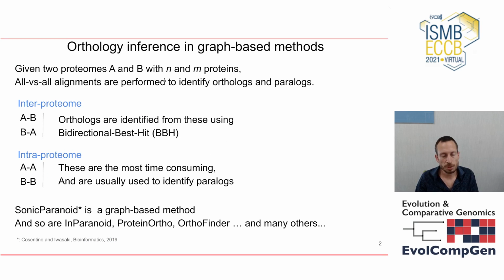So, talking about scalability in graph-based methods, if we have two proteomes, A and B, with N and M proteins, and we want to find the orthologs, the first thing we need are the all-vs-all alignments. These can be separated in two main classes. The interproteome alignments, which we use to find the main orthologs, are alignments between two different species, like AB or BA here. The intraproteome alignments are of a given proteome against itself. These are the most consuming, and we usually use them to find inparalogs. Graph-based methods include, of course, SonicParanoid, but also InParanoid, Proteinortho, and many others.